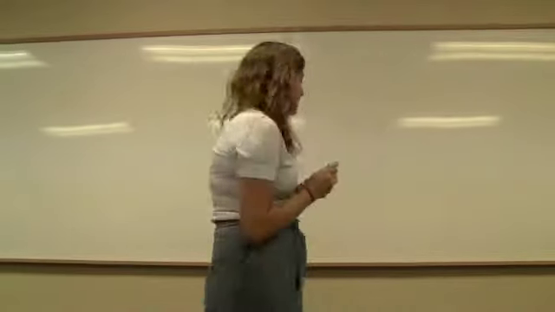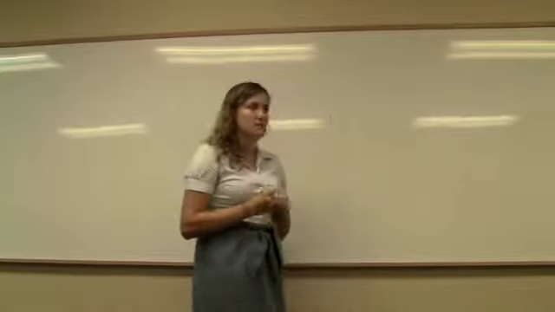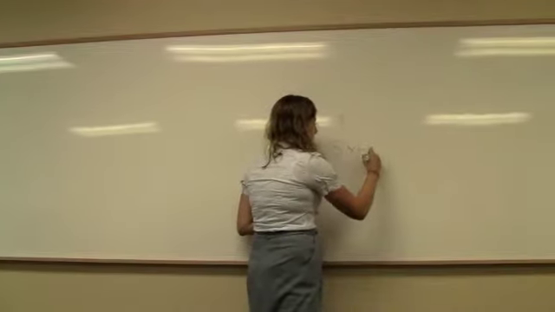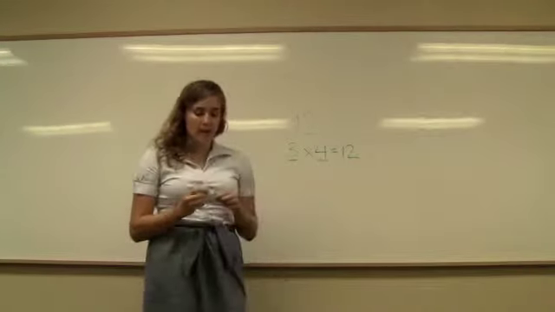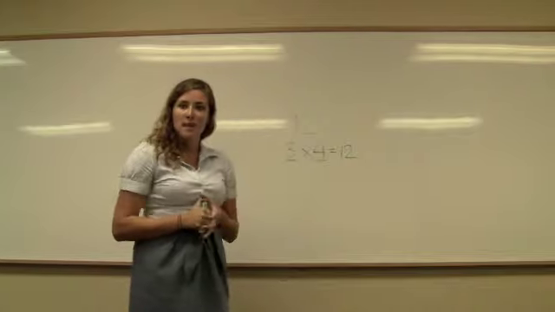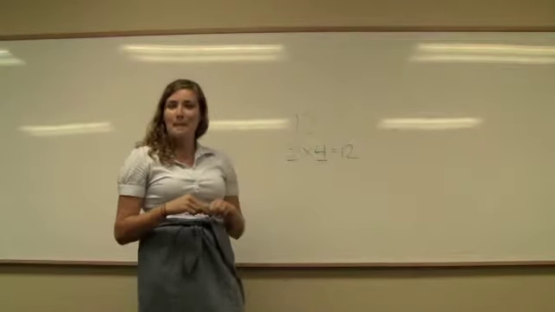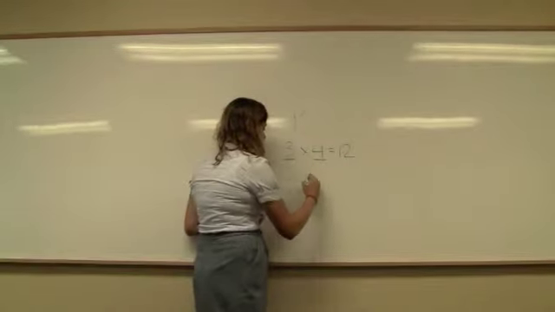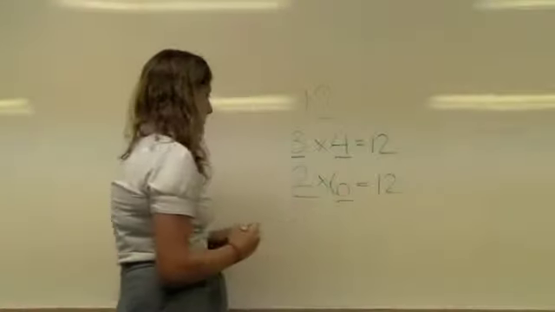Now, let's just start by looking at the number 12. Let's think of some of the factors of 12. I know that 3 times 4 equals 12, so that means that 3 and 4 are factors of 12. Can anyone tell me any other factors of 12? 2 and 6. Good job. Yes, 2 times 6 equals 12, so that means 2 and 6 are factors of 12.